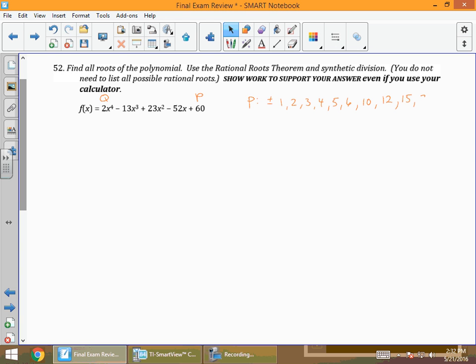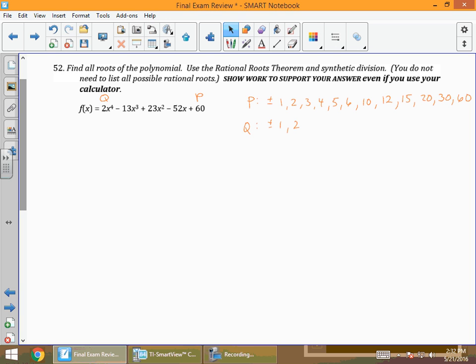20 does, 30 does, and 60 does. For Q, 1 and 2. So as I think about all of these possible rational roots, I have 1 over 1, 2 over 1, 3 over 1, 4 over 1, 5, 6, 10, 12, all of those over 1, and then again all of them over 2.